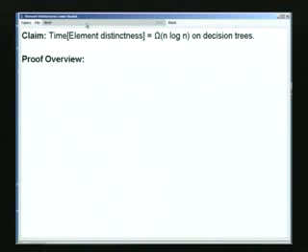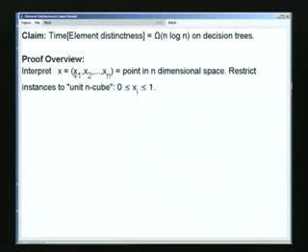Here is a quick overview of the proof. The proof is a little bit long, but not terribly so. The first idea is going to be to interpret our input sequence. Our input consists of n numbers, x1, x2, all the way till xn. So we are going to think of this n tuple as representing the coordinates of an n-dimensional point. So x1 represents the first coordinate, x2 represents the second coordinate, xn represents the nth coordinate. And the entire thing represents a point, and we'll call that point x.